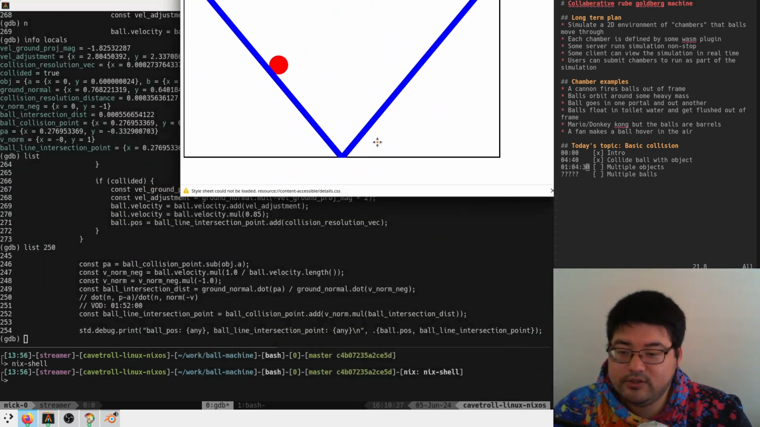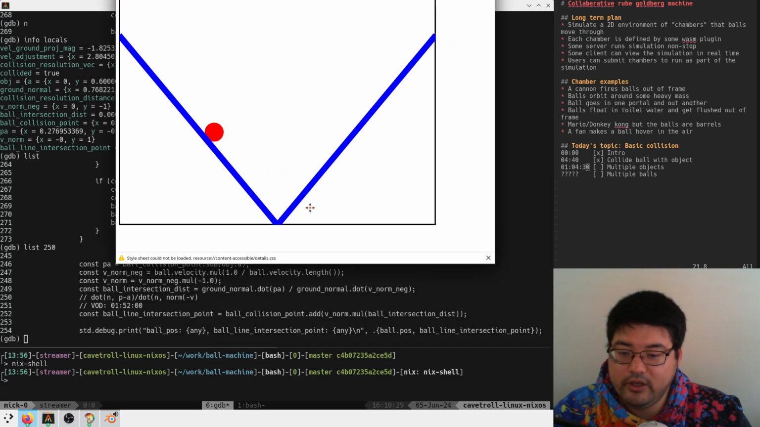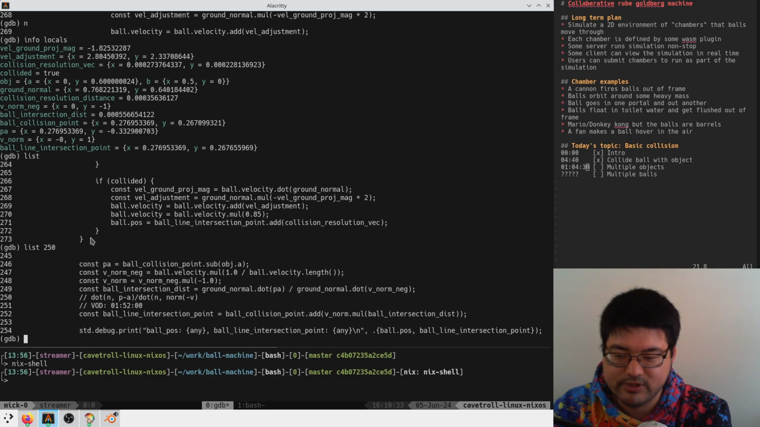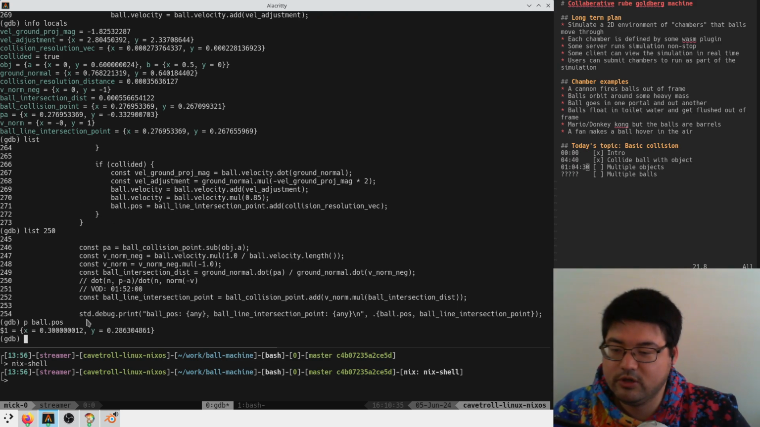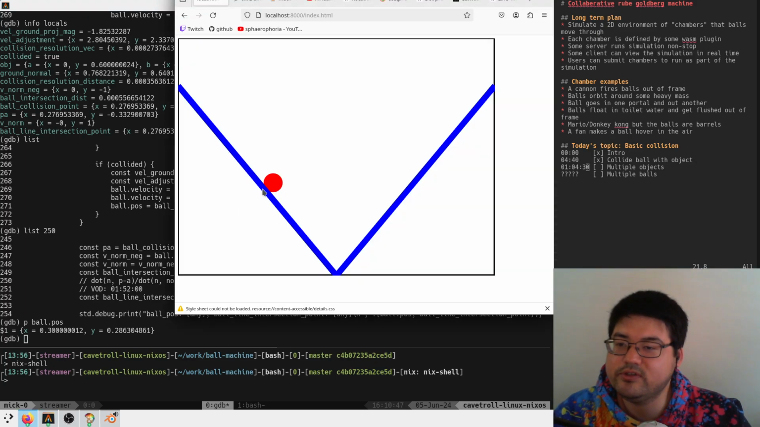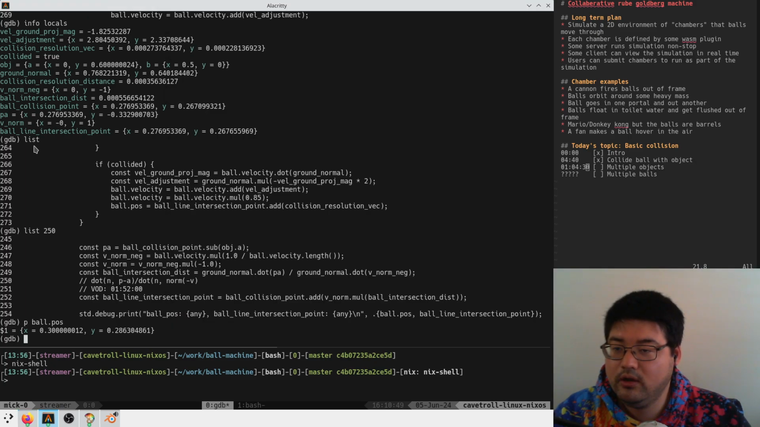Okay. So the ball intersection point should be down and to the left of the ball position. 0.3, y is 0.28, and we have the ball intersection point a little bit to the left, which is good, and a little bit down, also good. So this feels fine. Ball line intersection point. So I actually don't see a problem there. Velocity adjustment seems wrong to me.